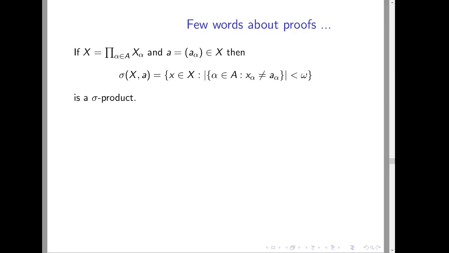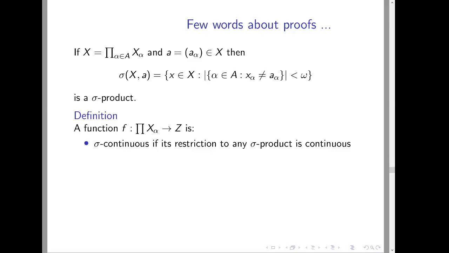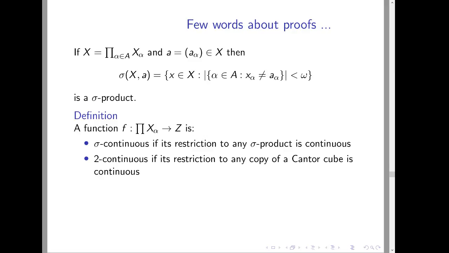Sigma products are sufficiently simple to work with, but also, on the other hand, sufficiently complicated to tell you something interesting about the product. In particular, they're dense. We need this definition. A function defined on the product of topological spaces will be called sigma continuous if its restriction to any sigma product is continuous. And I will call it 2-continuous if its restriction to any copy of the Cantor cube inside the product is continuous.